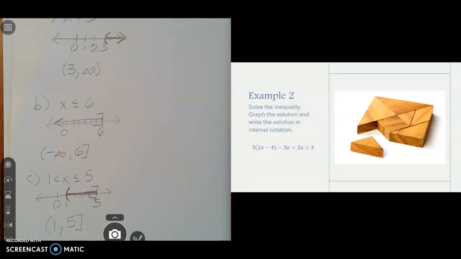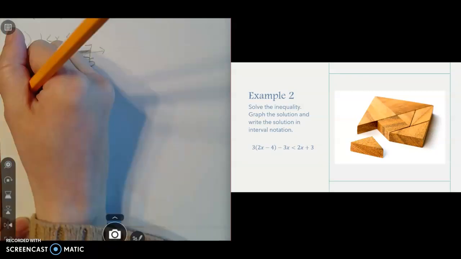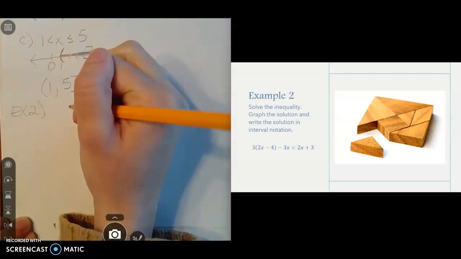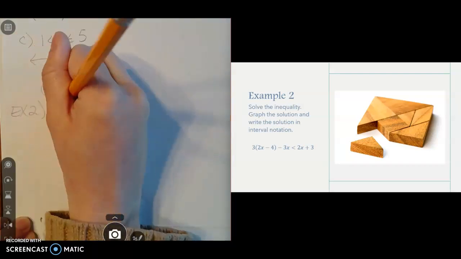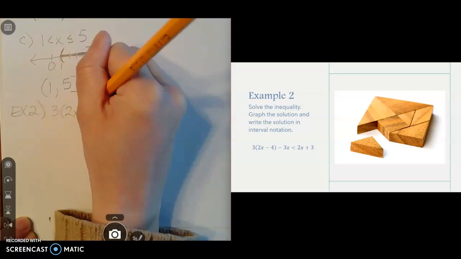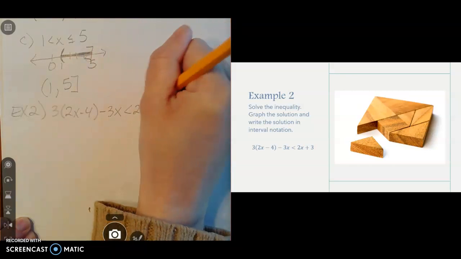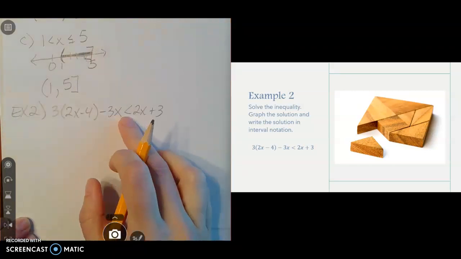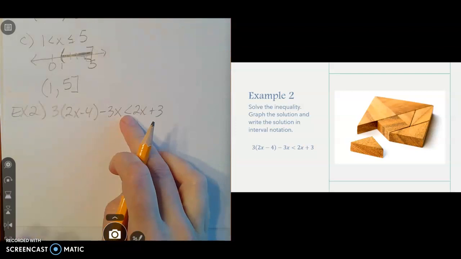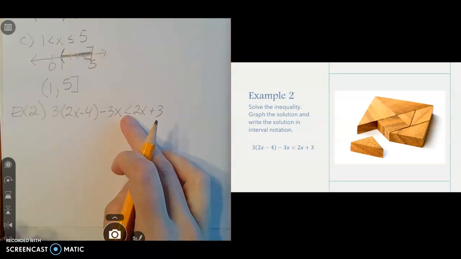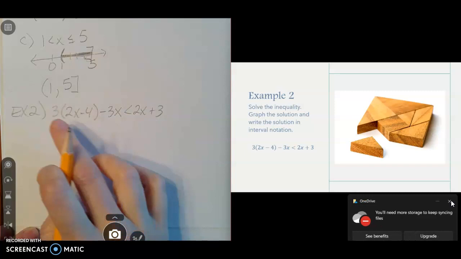Alright, next up, let's go ahead and solve one. We're going to solve an inequality, and then once we solve it, we'll graph our solution and write that solution in interval notation. Okay? Alrighty. So for example 2, what we have here is 3 times (2x minus 4) minus 3x is less than 2x plus 3. If you imagine this to be an equal sign and imagine it to be an equation, what we would probably do first is distribute so that we can simplify each side.